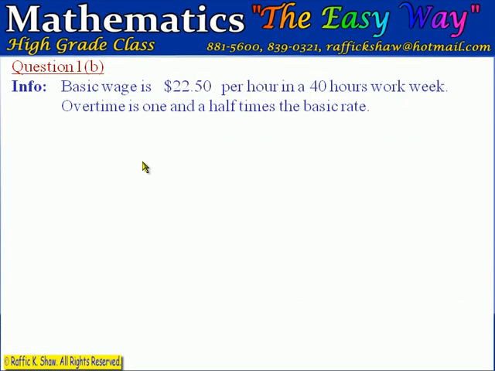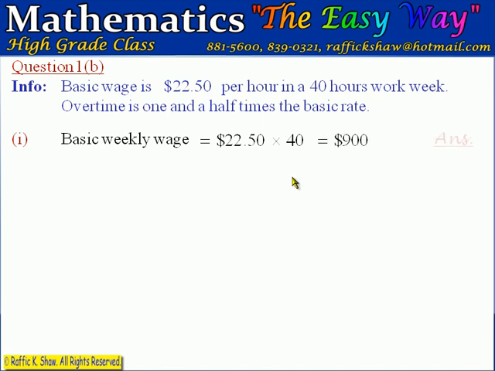Question 1b tells us of a typist whose basic weekly wage is $22.50 per hour in a 40 hour work week, and overtime is 1.5 times the basic rate. Part 1 of question 1b is asking us to calculate the basic weekly wage, which will simply be the $22.50 per hour multiplied by the 40 hours in the week. The result of that is $900. So the basic weekly wage is $900.